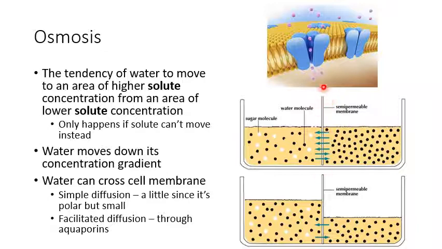This membrane is a semi-permeable membrane, which means it lets some things cross and it does not let other things cross. This particular membrane will allow water to cross. So water is permeable to this membrane. The sugar molecules are not, though. So sugar can't cross. Sugar is impermeable across this membrane. So the sugar is always going to be trapped on the left-hand side. Only the water can move.